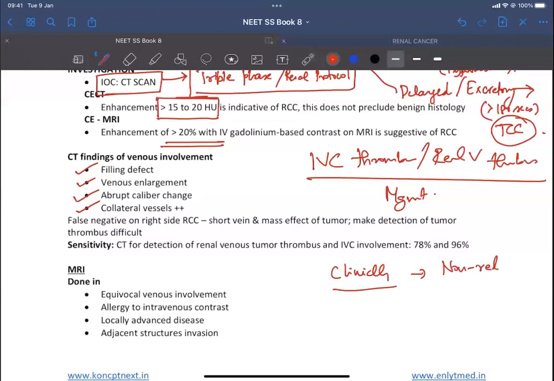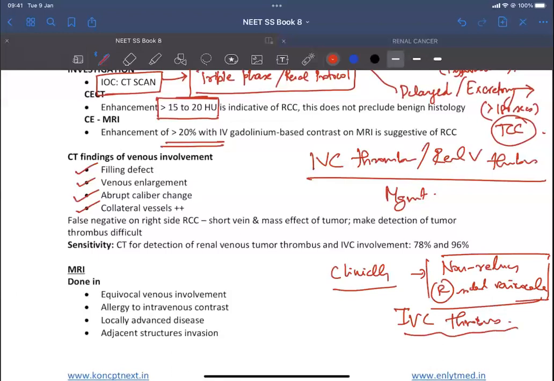a non-reducing right-sided varicocele should raise the alarm that there is an IVC thrombus. That is a clinical finding. A non-reducing right-sided varicocele means you should have a suspicion that this patient with a renal tumor can have an IVC thrombus.